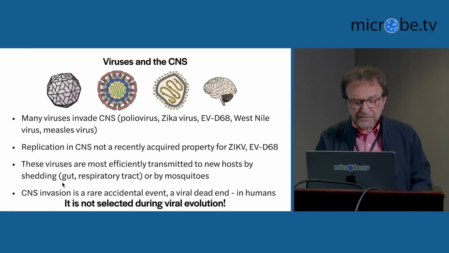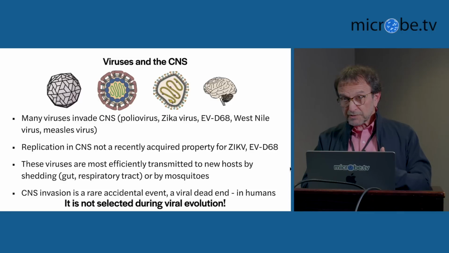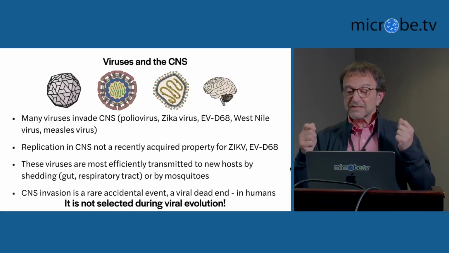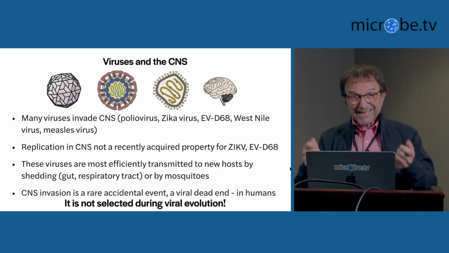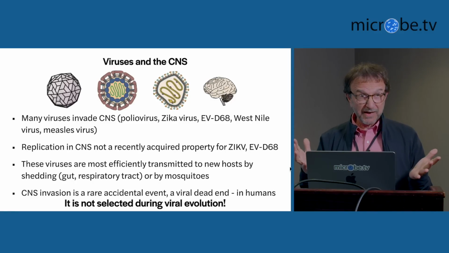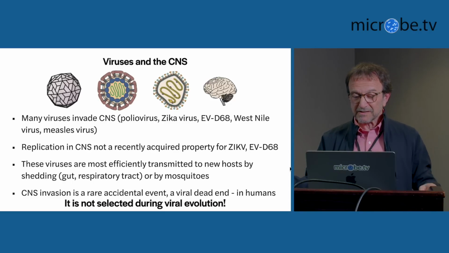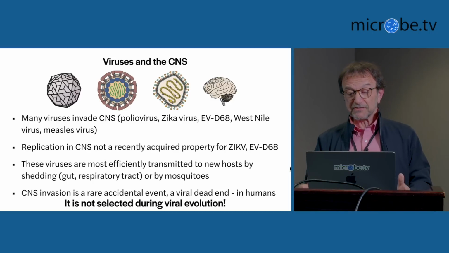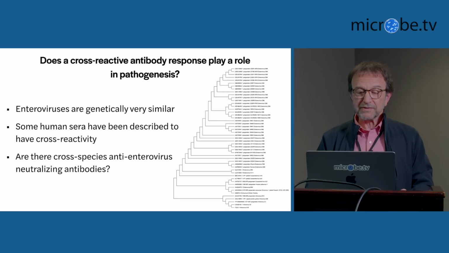All of these viruses are efficiently transmitted by shedding, either from the gut or the respiratory tract or via mosquitoes. The CNS invasion is a dead end. It is not selected for directly because in humans anyway, once the virus gets in, it stays there. And transmission to another host, of course, is the biggest selection factor for viruses, because if they don't get to another host, that's the end of the line for them. So it's not selected for. It may be an accident of some other property that's selected for, but in itself, it is not selected for.